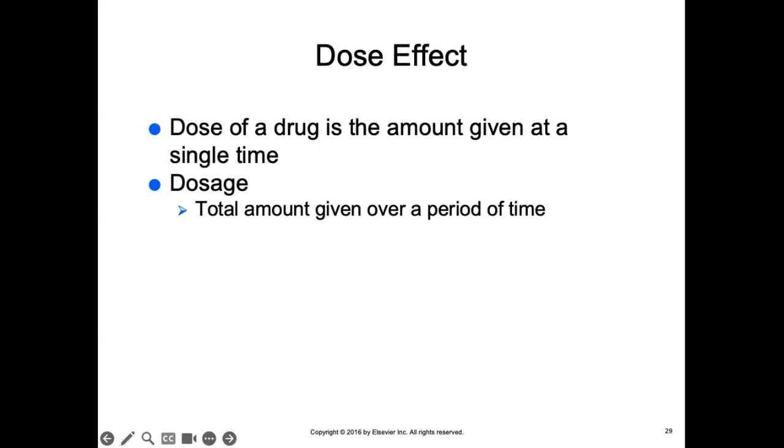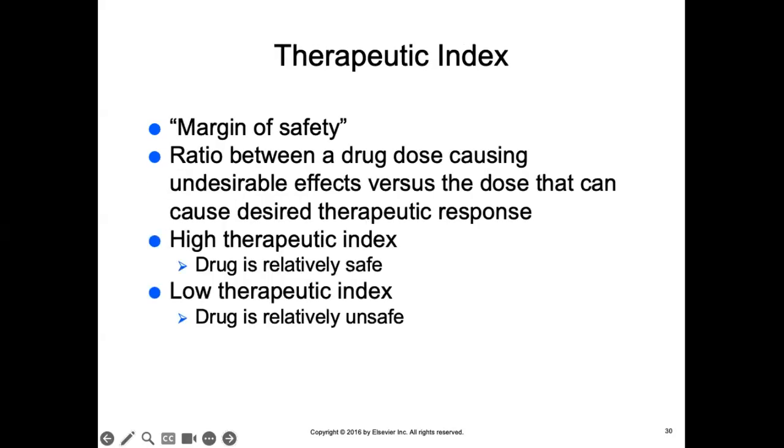The effect of a drug depends on the dose, and it's essential to determine what a given dose will do to a patient. As an example, a dose of a drug given to a patient that's a 5 milligram tablet, if it's administered for 5 days, equals a dosage of 25 milligrams. 5 times 5 is 25, right? Dose and dosage are not used interchangeably.